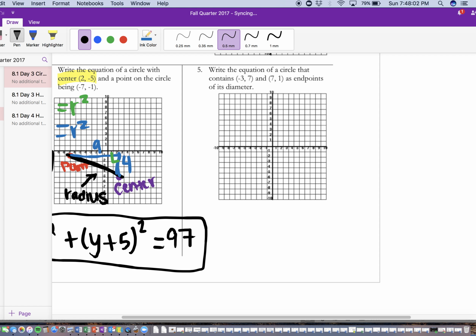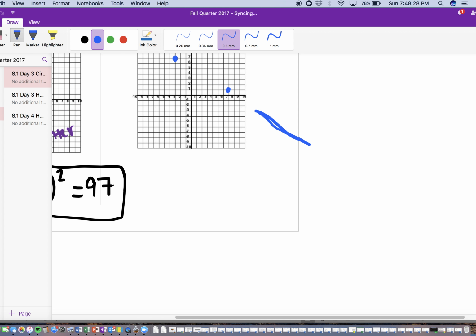Number 5 says, write the equation of a circle that contains (-3, 7) and (7, 1) as the endpoints of its diameter. So over here on my grid, I'm going to go to negative 3, positive 7, and say that's 1 point on my diameter. The other point on my diameter is at (7, 1). So here's 7, up 1 unit, right? This distance right here is my diameter, right?